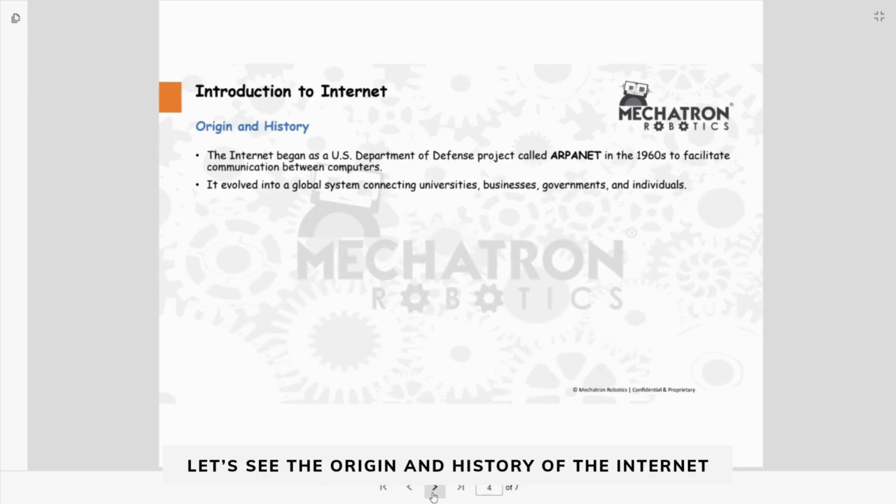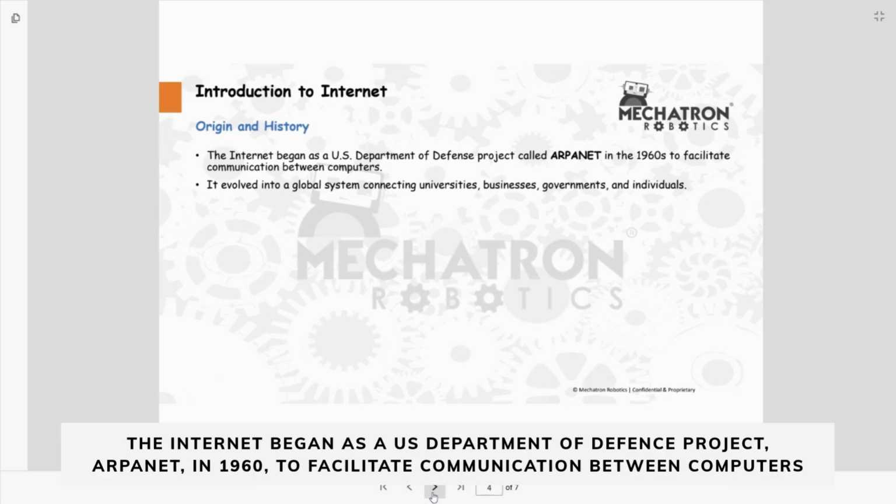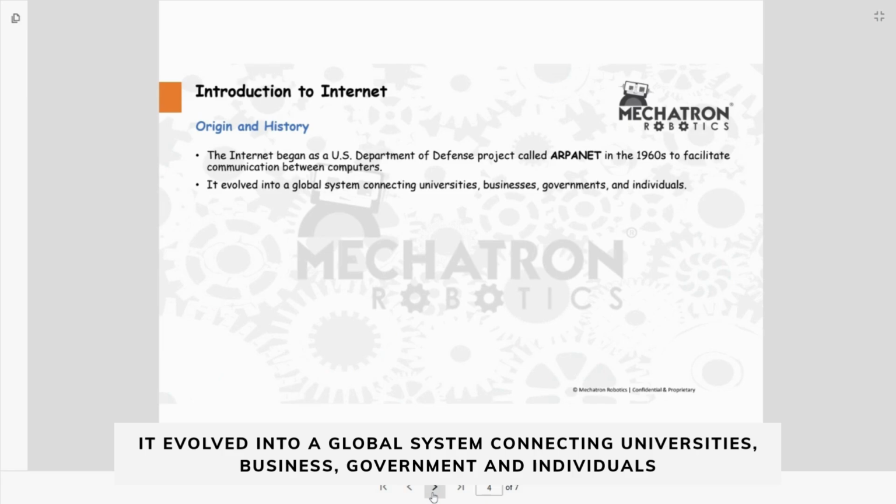Now let's see what's the origin and the history of the Internet. The Internet began as a US Department of Defense project as ARPANET in the 1960s to facilitate the communication between the computers. It evolved into the global system connecting universities, business, governments, and individuals.